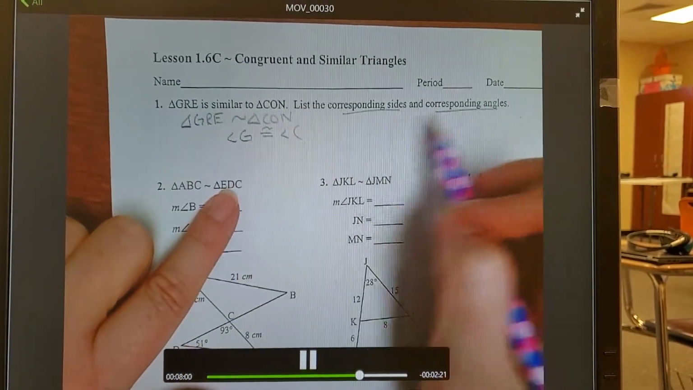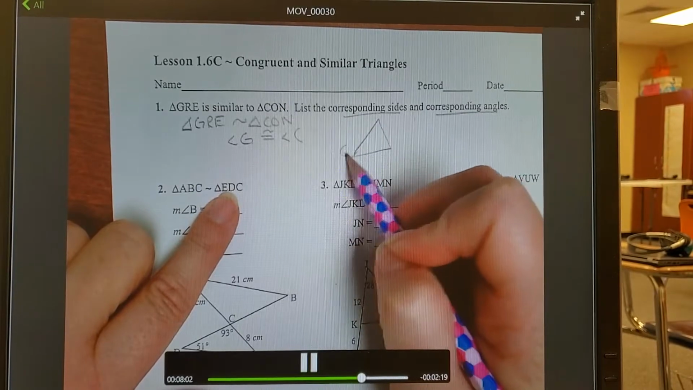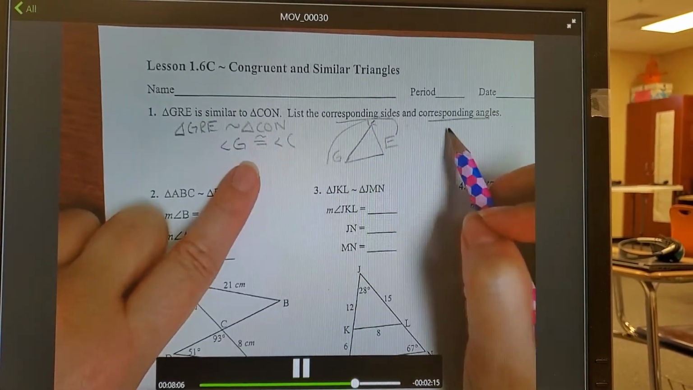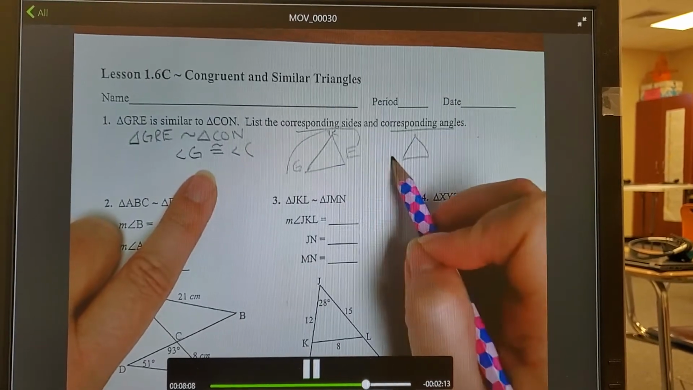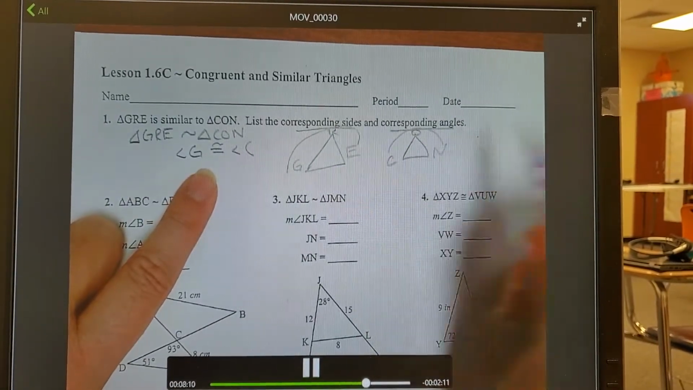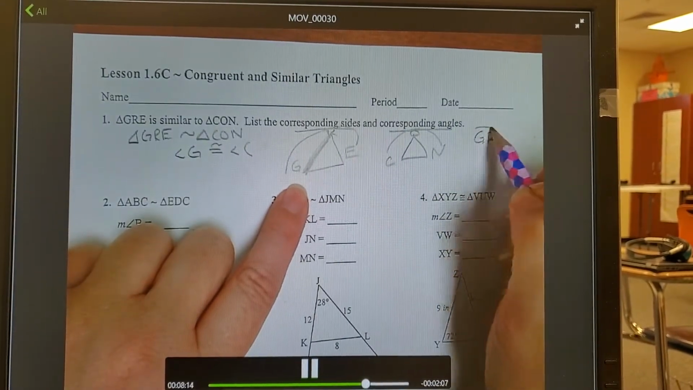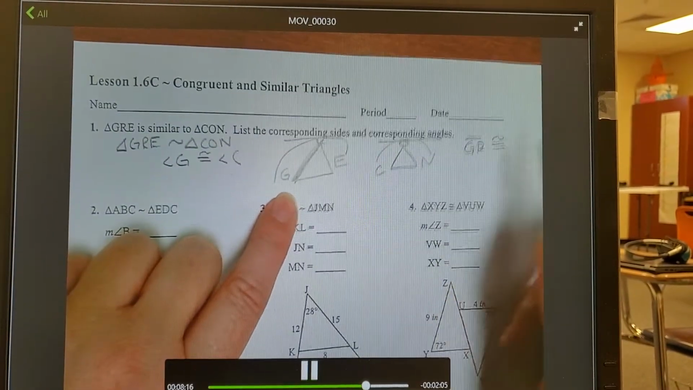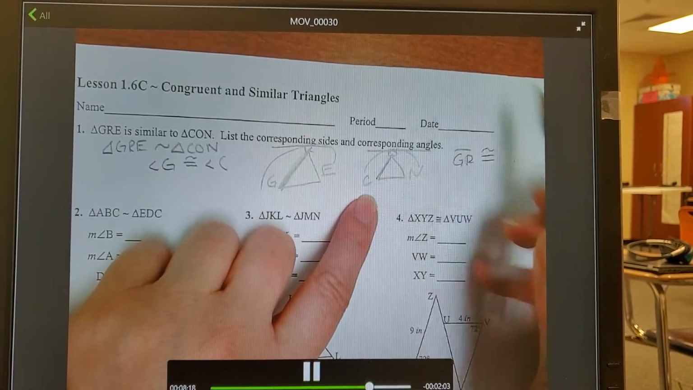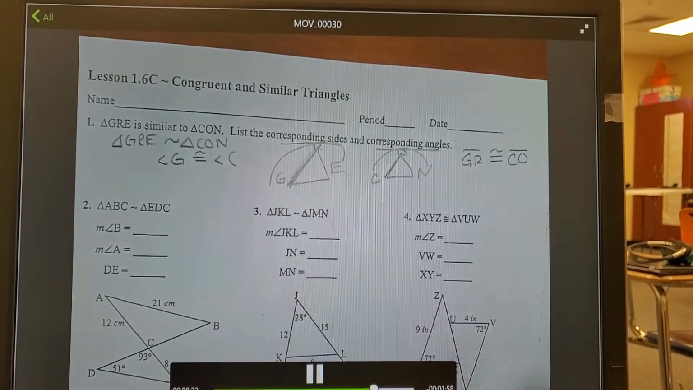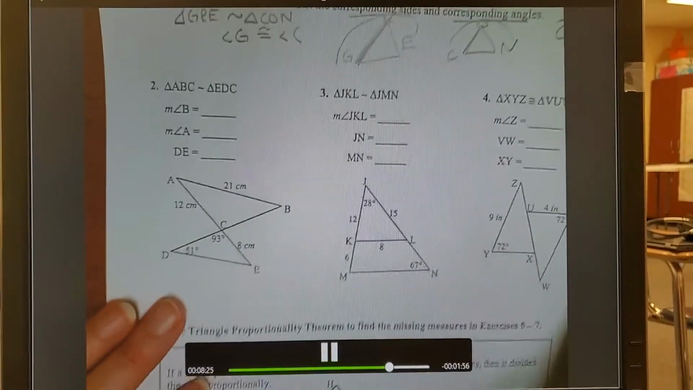Over here, now I'm going to look at the sides. I like to draw it out and make sure the order matters. We've got GRE going clockwise compared to CON, again going clockwise. And we have GR, side GR is congruent to line segment CO. And continue on with each of the angles and sides there.